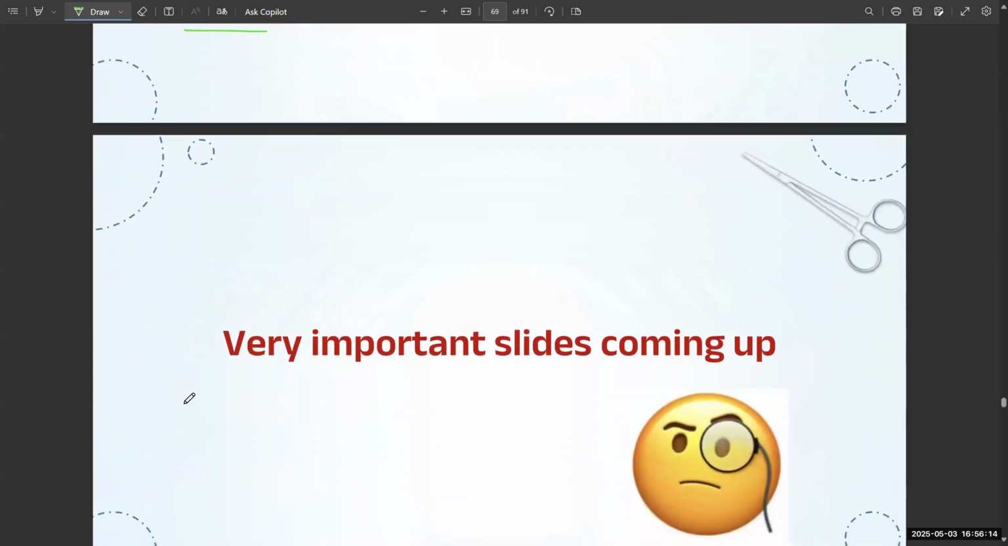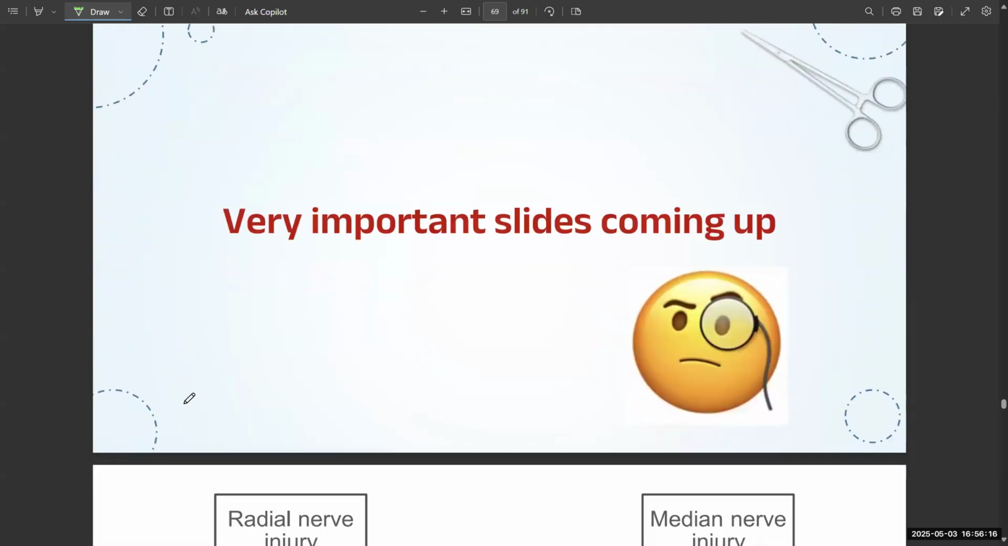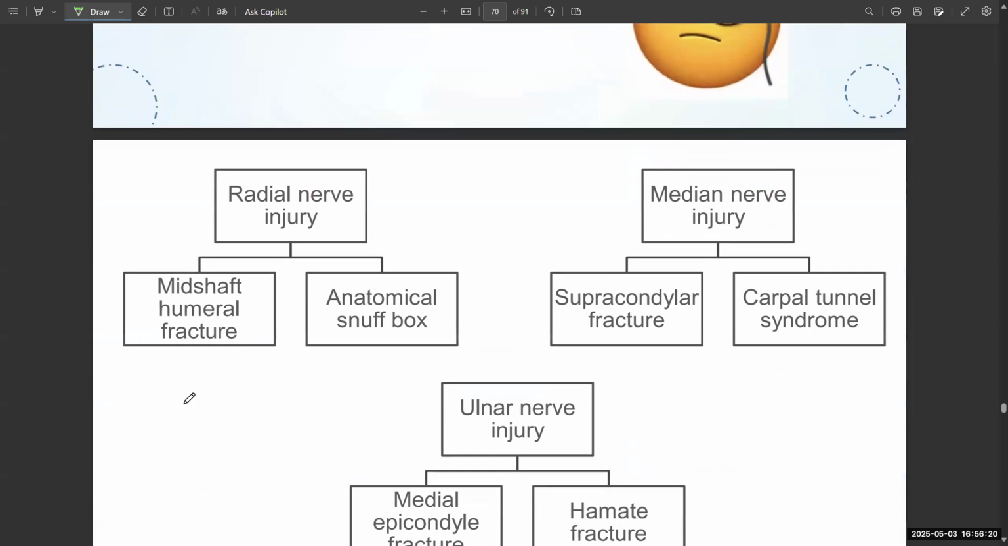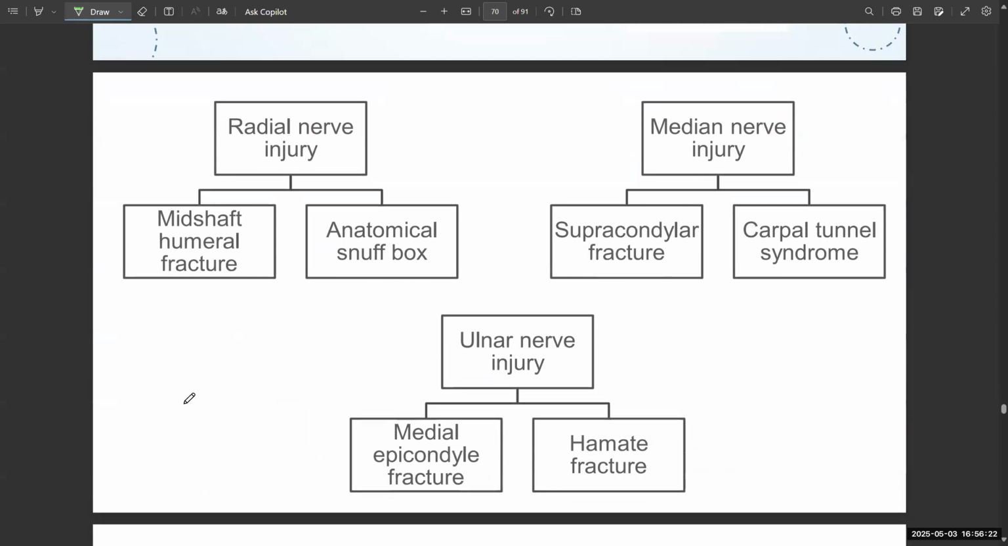Now, we have very important slides coming up and possibly very cramped slides because there's a lot of information. But there's a process to doing all of this. So let's look at that. We are going to talk about the radial nerve injury, we're going to talk about the median nerve injury, and we're going to talk about the ulnar nerve injury.